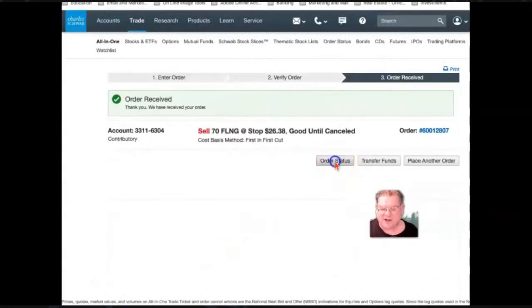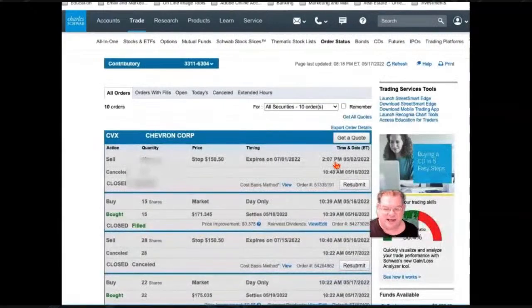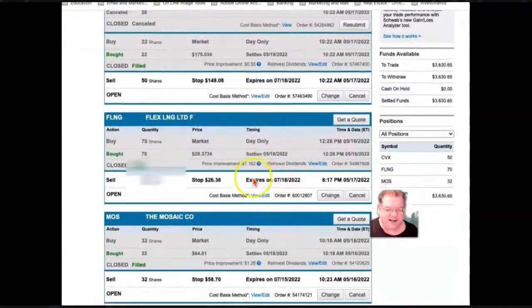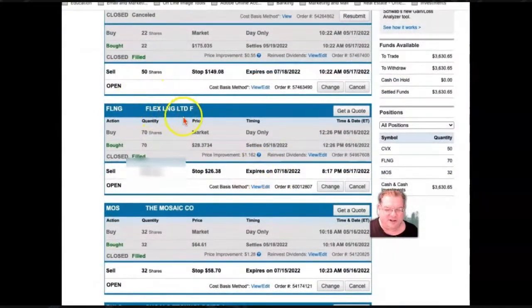Now, to check the order status, I click on the order status, and then I look to see FLNG, sell 70 shares at a stop price of 26.38, expires, and this is the good till cancel, 7/18/2022. Generally speaking, it will give you 30 to 60 days on that good till cancel. You can change it, but that's typically the default.